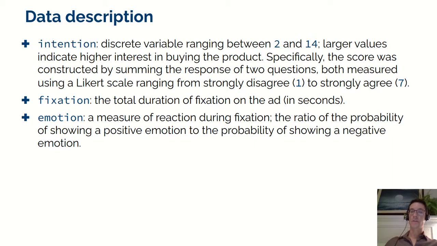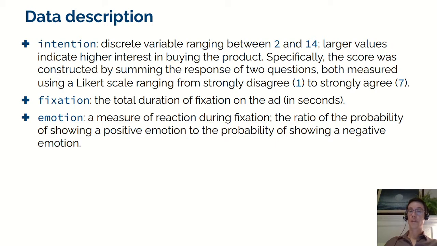What are the variables? Intention is actually discrete, and so it was created by combining two Likert scales. Two questions asked about the product, their intention to buy, and they were measured on a scale ranging from 1, which is strongly disagree, to 7, strongly agree. So if you sum the two items, the variable ranges between 2 and 14. Fixation is the total duration of fixation on the ad in seconds, and that's measured with some precision.